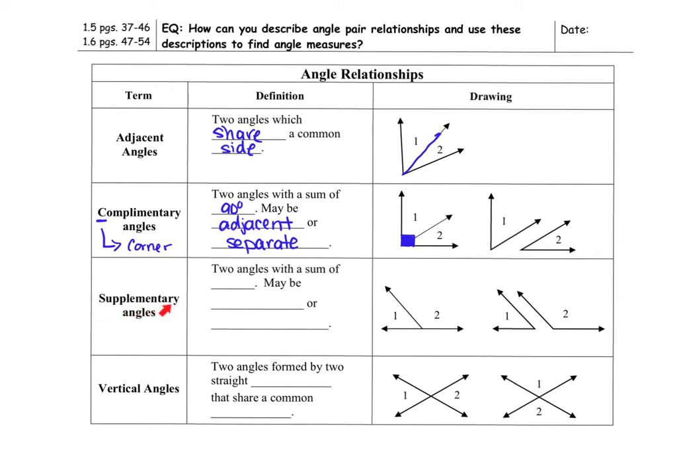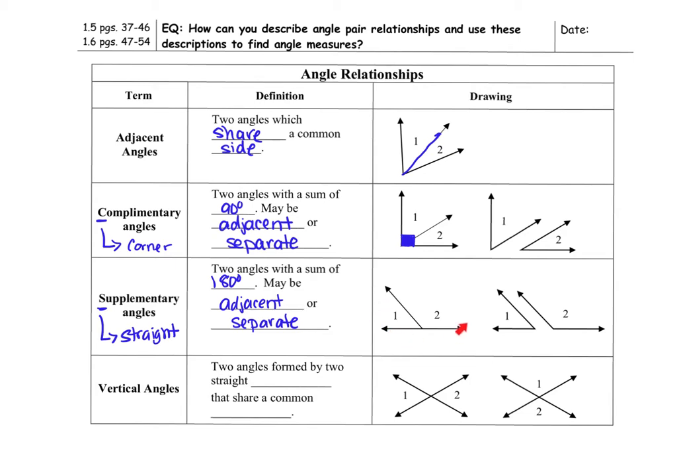The next one is supplementary angles. So supplementary angles are 2 angles with a sum of 180 degrees, and they also may be adjacent or separate. So when I think of supplementary angles, the S reminds me of a straight line because a straight line or a straight angle is 180 degrees. So supplementary angles will have some kind of straight line somewhere.